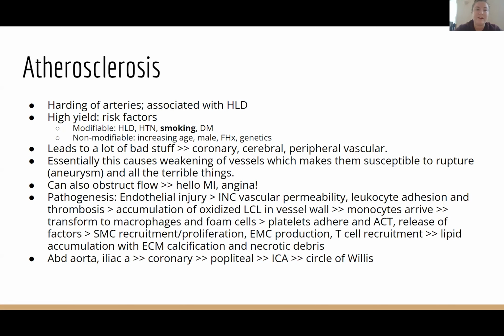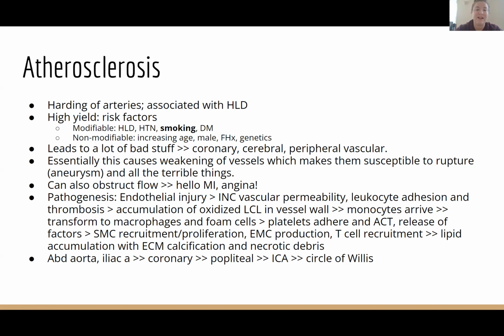Some other modifiable ones, if it's associated with atherosclerosis, you're going to have increased lipids, that's hyperlipidemia, and then hypertension and diabetes, of course. And then non-modifiable: age, male, family history, genetics. Yes, unfortunately, there are ethnicities and genders that are going to be predisposed to some pathologies. So this leads to a lot of bad stuff. Atherosclerosis is at the heart of a lot of coronary pathology.